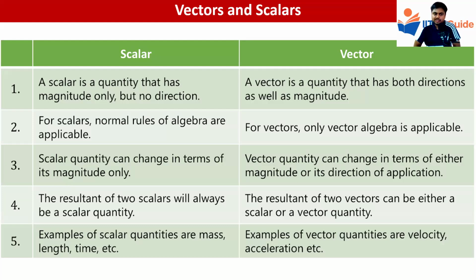Scalar quantity can change in terms of magnitude. Vector can change in both. Resultant of two scalars is scalars. Resultant of two vectors can either be a scalar or a vector. Especially the dot product of two vector quantities gives a scalar quantity. Examples are there.